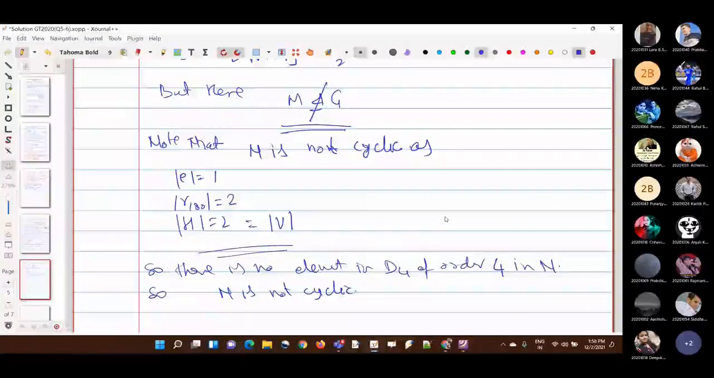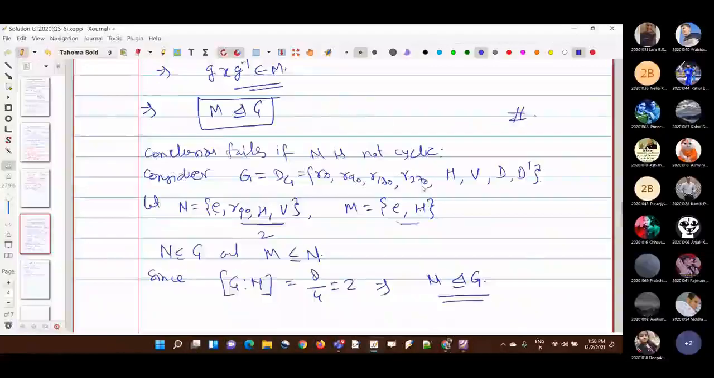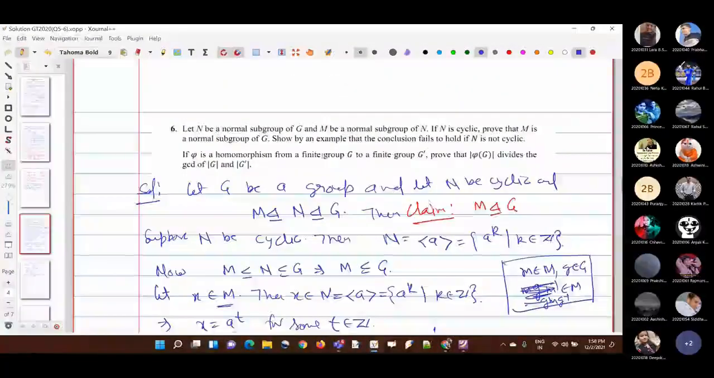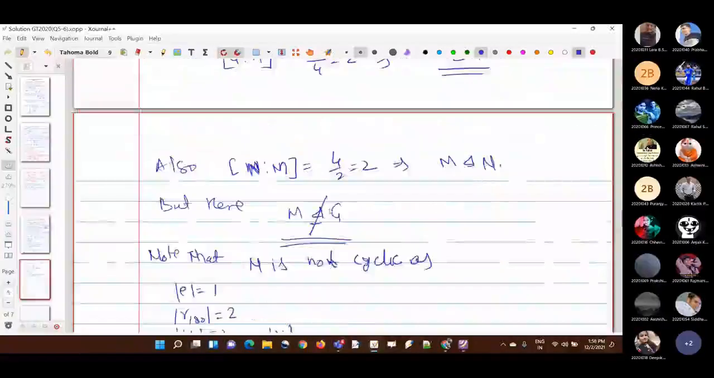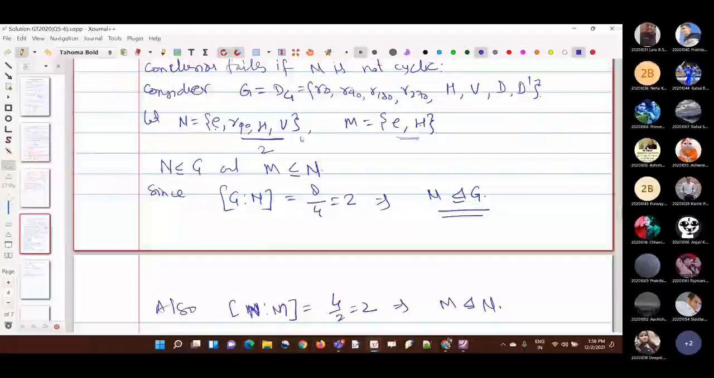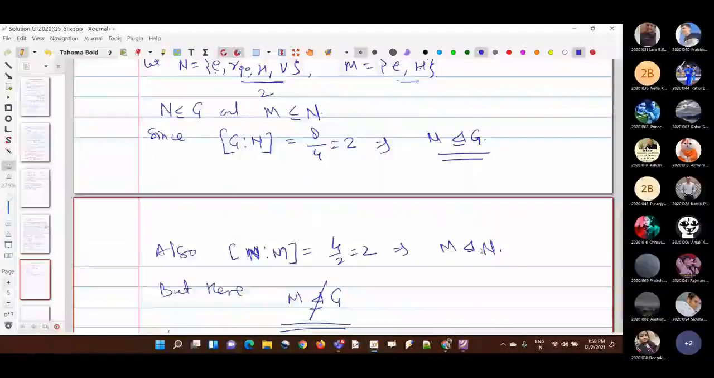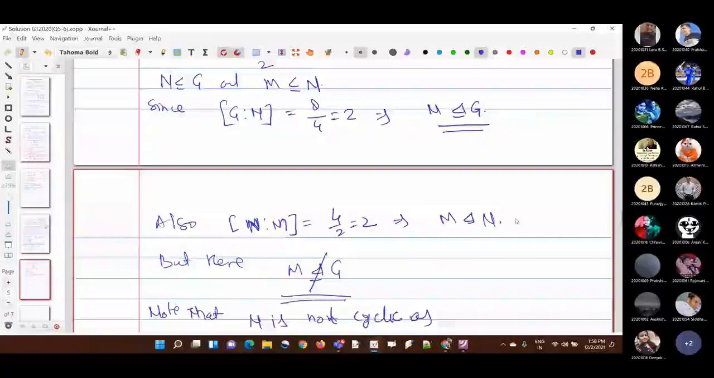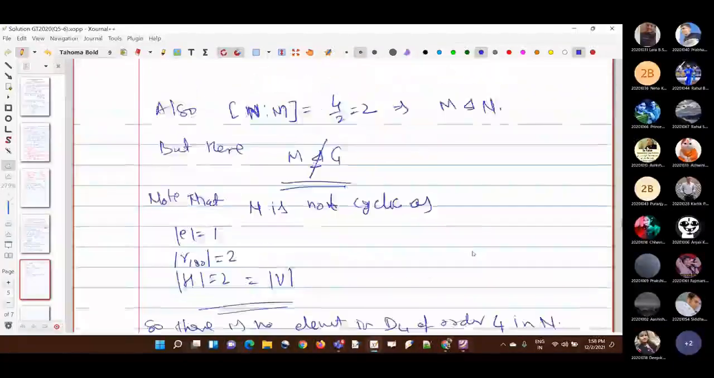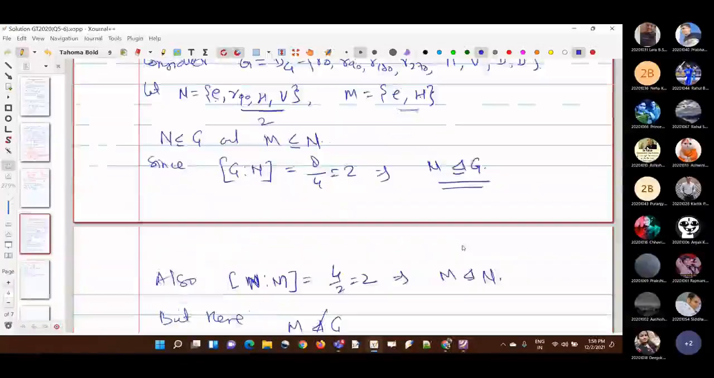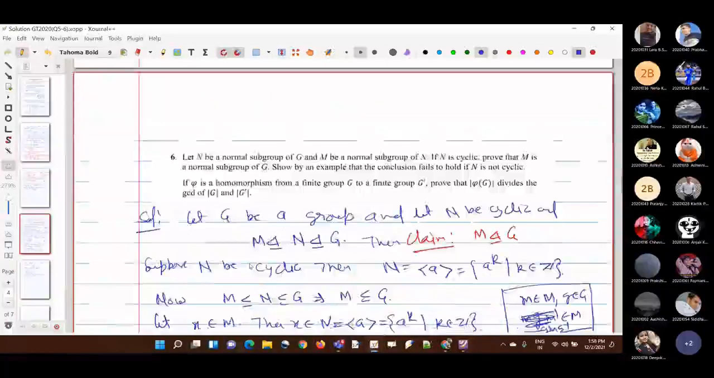Fine. So the result was that if N is not cyclic, and here N was chosen as not cyclic, in that case M need not necessarily be a normal subgroup of G. Fine. Okay. This part you can attempt by yourself.